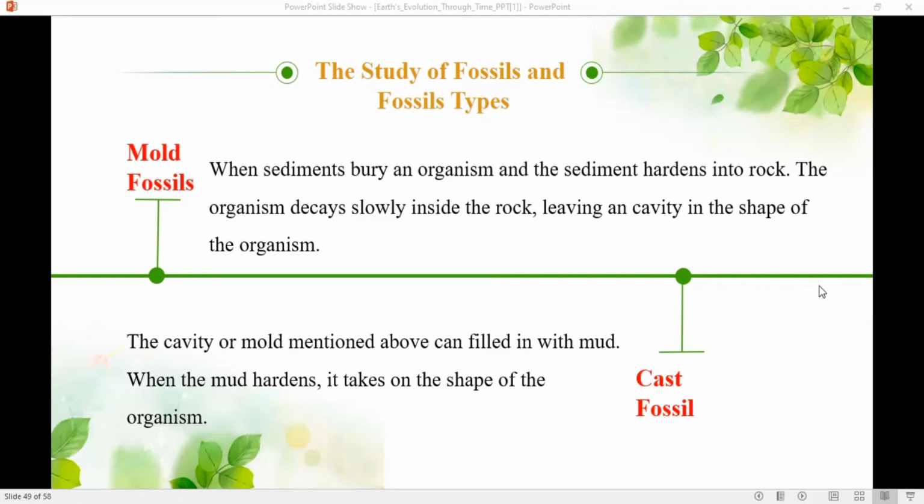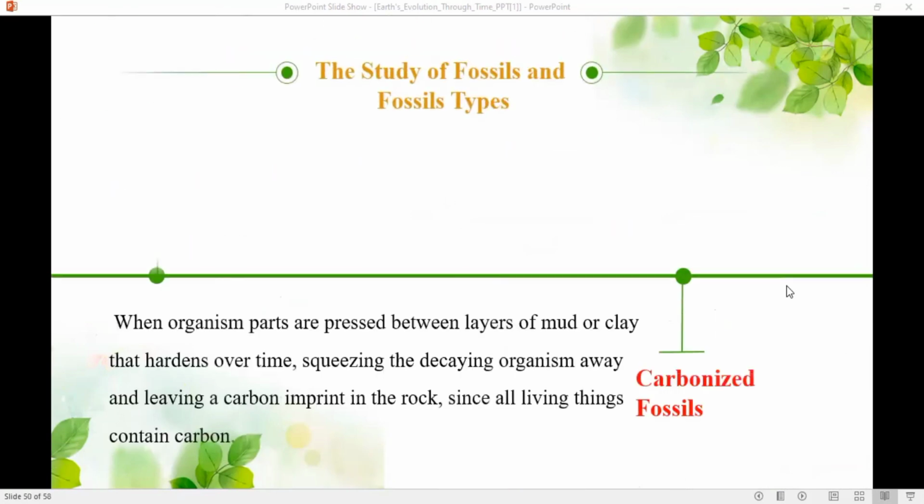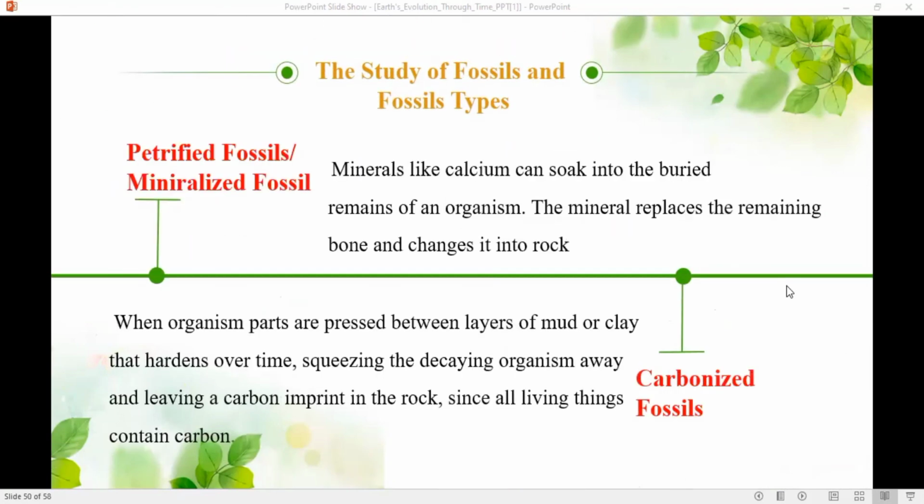The second one, we have the cast fossil. Cast fossil is something similar to the above mentioned example. If the hardened rock gets covered by mud, leaving the mud to harden, it will also copy the shape of the organism that was formed in a rock. Now, petrified fossils. Petrified fossils are the type of fossils where minerals replace the remaining bones of a species or organism, changing it to a rock.